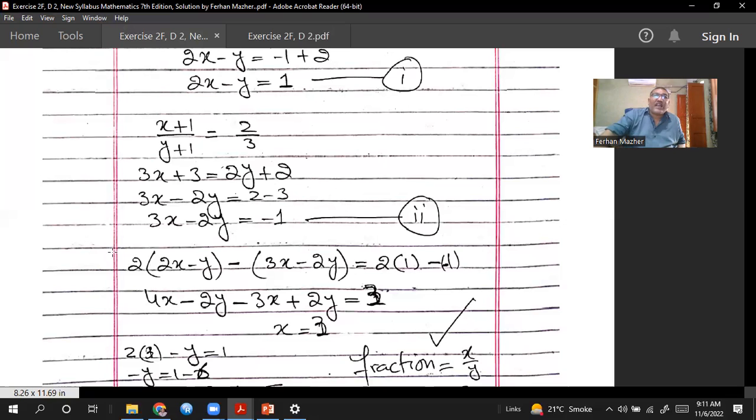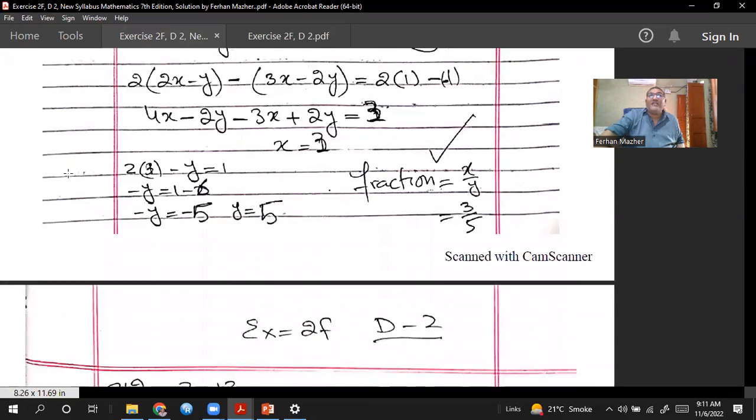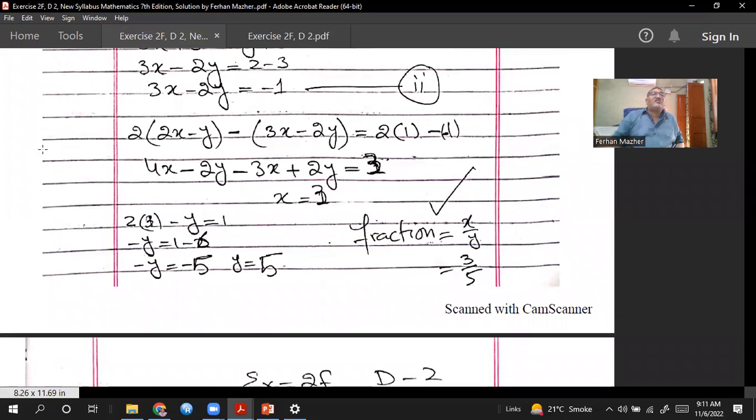I will substitute this x value in the first equation. The first equation is 2x minus y equals 1. So 2 into 3 minus y equals 1. And minus y will be equal to 1 minus 6. Minus y will be equal to minus 5. And y will be equal to 5.